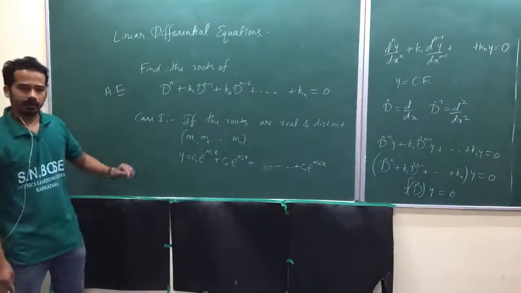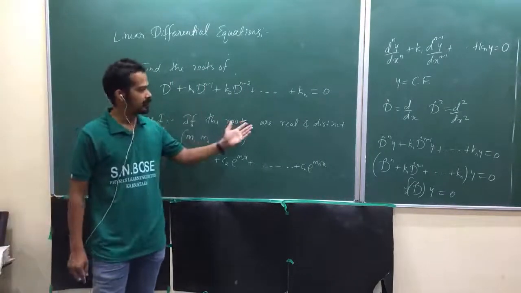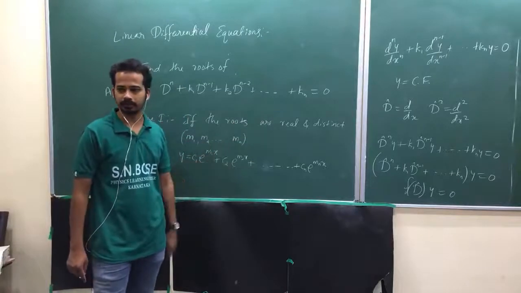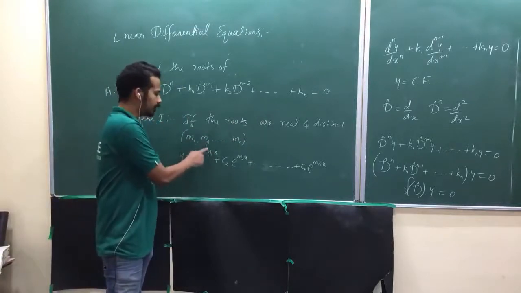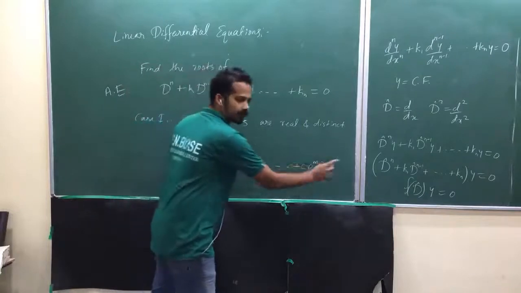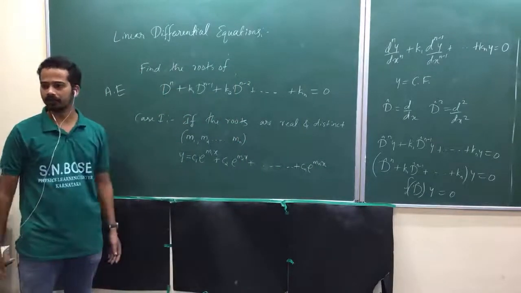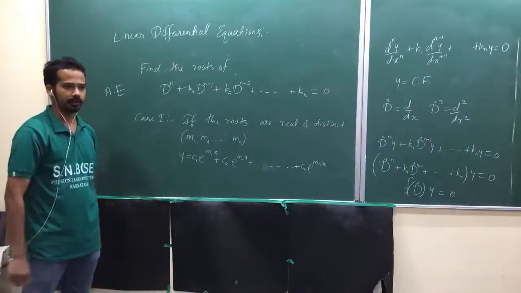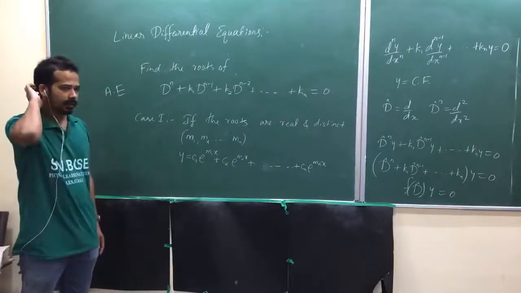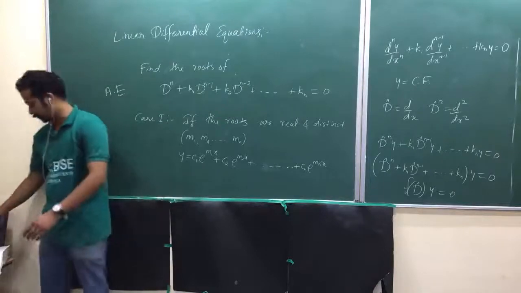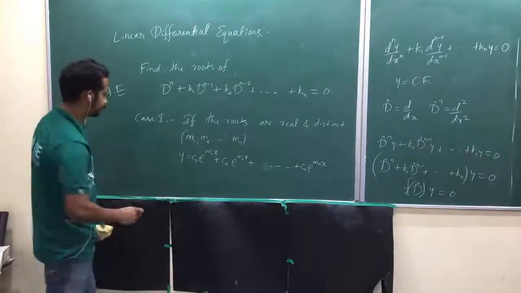Remember, if roots are imaginary and distinct also, you can do the same thing. You can just write the same imaginary values here. But we can convert that into sine and cosine. That's why we treat that separately. Are you getting my point? Yeah, let me take that. Case 2.